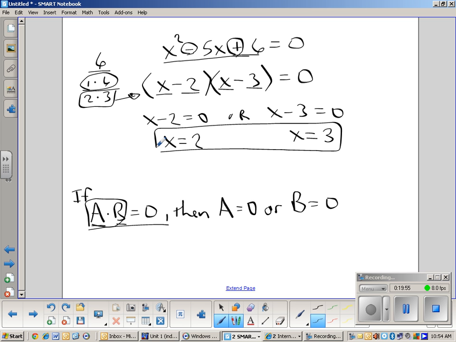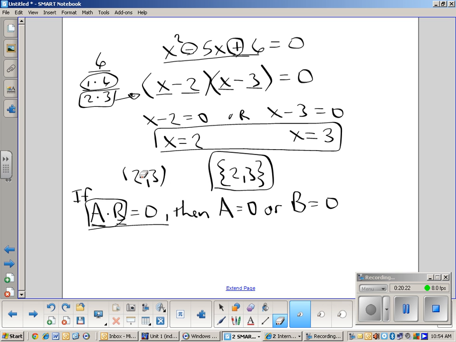Okay? Now they might write it in set brace form like this and say 2 comma 3. Okay? That's not an ordered pair, those are set braces. If it looked like this, it would be an ordered pair, and that's not true because they're both x values, right? But if they write it this way, just so you understand, it's the same thing as I boxed in up there. Okay? Any questions on how to take those factors and solve for 0?